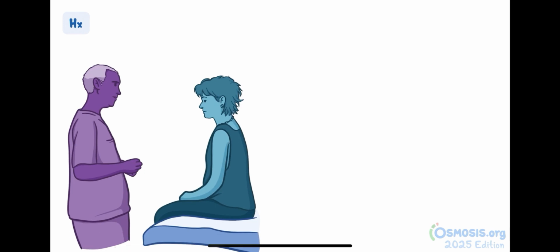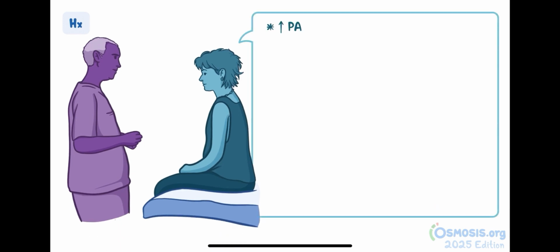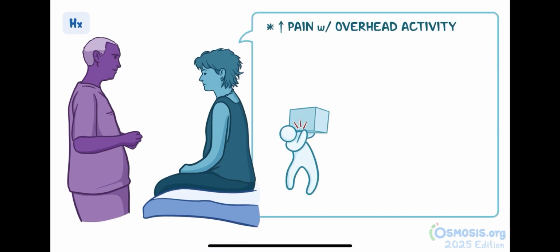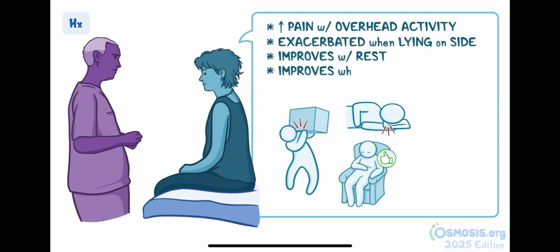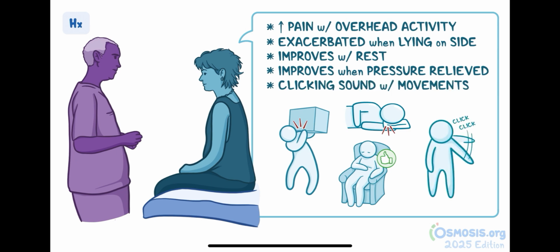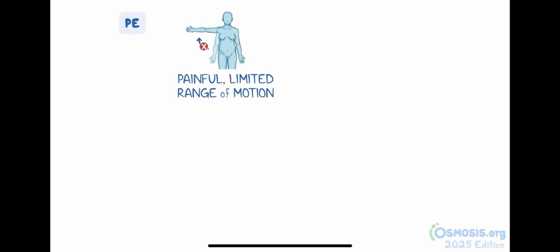Next up is tendon rupture or labral tear. These patients will report increased pain with overhead activity. They might also note their pain is exacerbated when they're lying on the affected side, but that it improves with rest or when pressure on the shoulder is relieved. They may even hear a clicking sound with certain movements. Examination will reveal a painful, limited range of motion of the shoulder and possible tenderness to palpation.